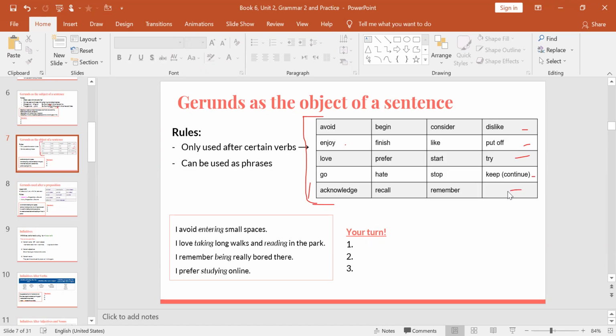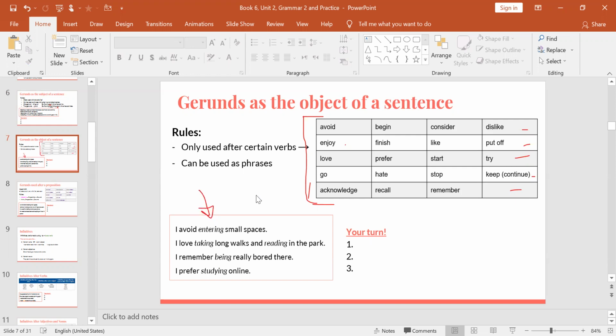Now, again, the idea is that you do not need to remember all these verbs. It's a lot to remember, but you want to be familiar with this construction, and that some verbs can take the gerund as an object of the sentence, and so that you'll see it in your writing, and you'll see it in your reading, and you'll hear it in your listening, so you're just aware of it. So here are some examples down here.